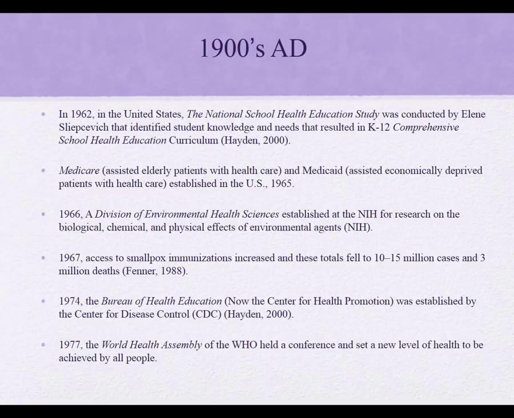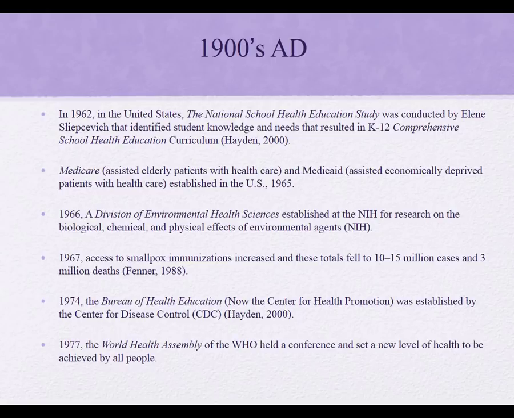The NIH was established, which was huge. The National Institutes of Health really focus on research and how we're going to prevent a lot of these diseases. In the 1960s, smallpox immunizations really increased, and smallpox deaths really decreased. So you're talking 10 to 15 million cases and 3 million deaths. This was a big decrease. I know those are huge numbers, but it was a huge decrease.